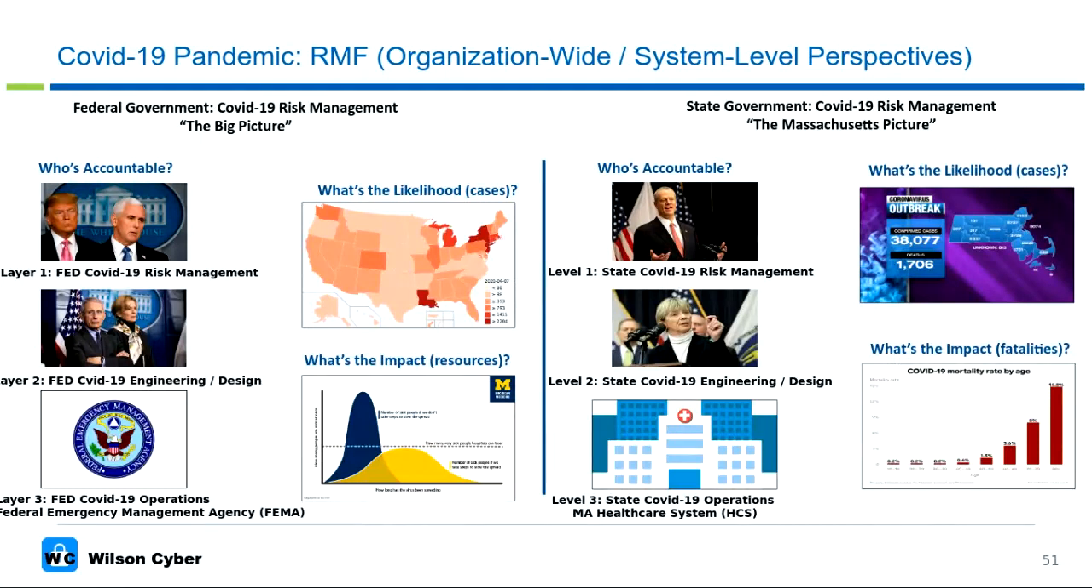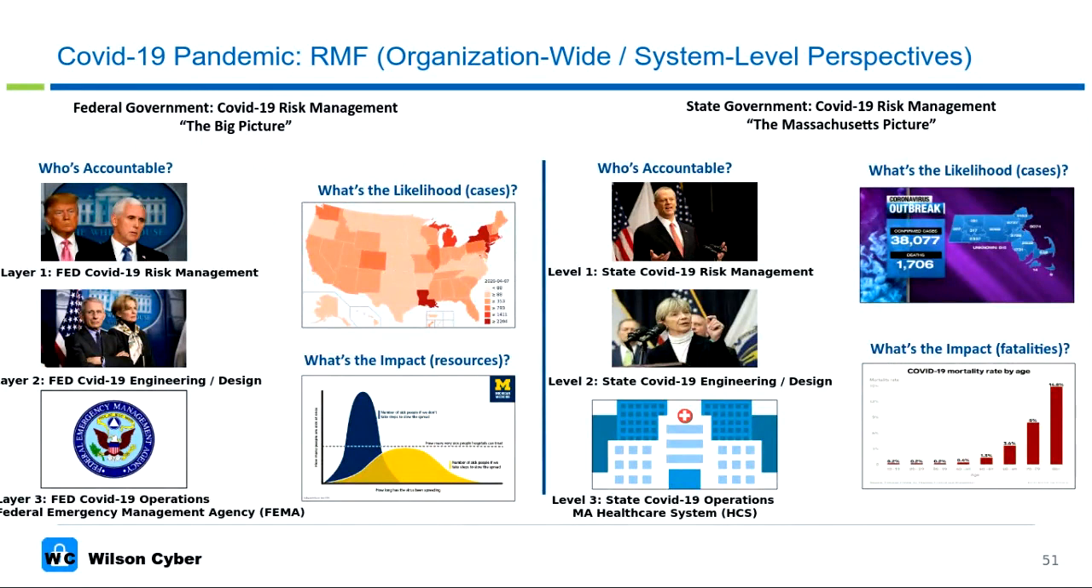So here's the big picture. At layer 1, we have the federal COVID risk management team, the president and vice president. At layer 2, we have the COVID engineering design team, which is the CDC, Fauci, and Birx. And at layer 3, we have the COVID operations team, the FEMA, under the Federal Emergency Management Agency.